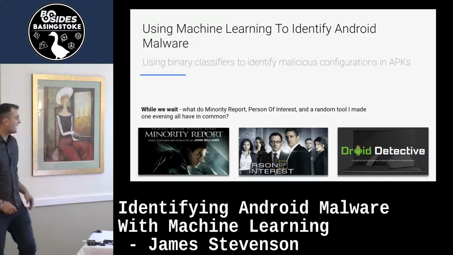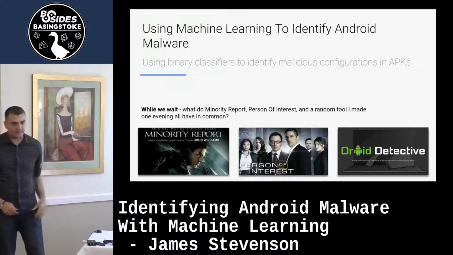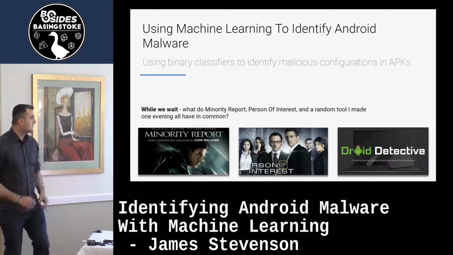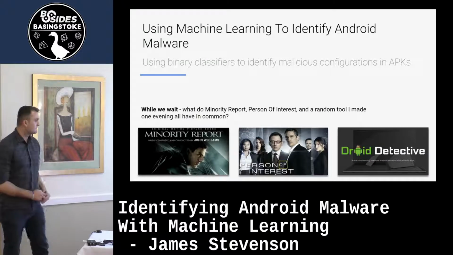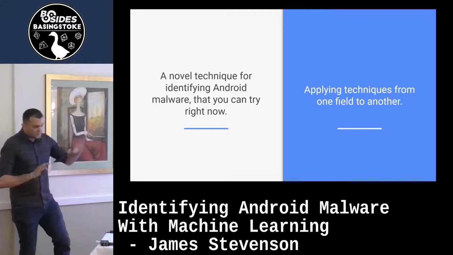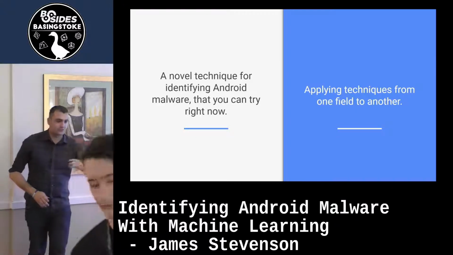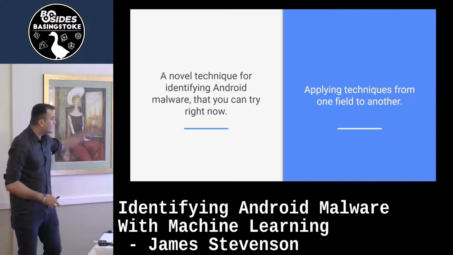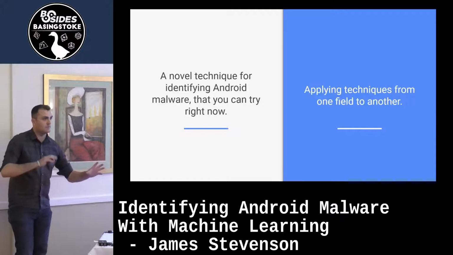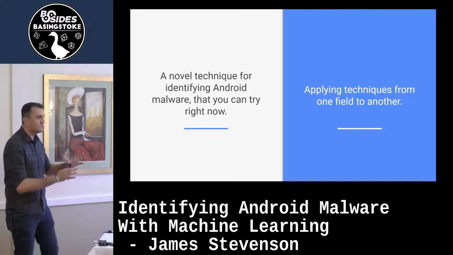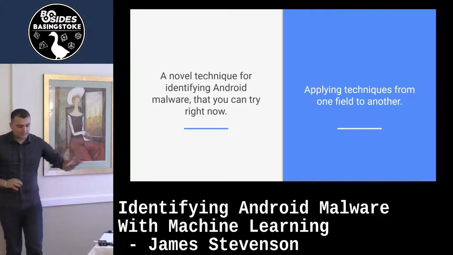So in Minority Report, we have precogs, in Person of Interest, we have the machine, and this random tool I made one evening is using binary classifiers to identify malicious configurations in Android applications. And I wanted this talk to have two key takeaways, right? Because I appreciate not everyone here is going to be super interested in Android reverse engineering. So the first takeaway is just about that. We're going to be reverse engineering some Android applications, taking them apart, figuring out how they work, and using this machine learning classifier to identify malware.